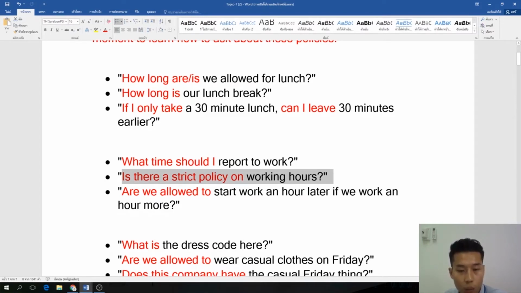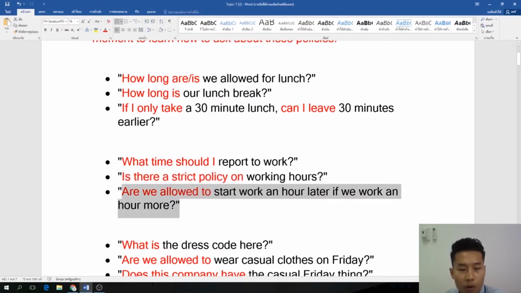And then how about this case? Are we allowed to start work an hour later if we work an hour more here? Are we allowed to start work an hour early, an hour later? It's like, is it possible to start work an hour later? Are we allowed? It's like taking permission from your head, or your manager, or your HR manager. If we work an hour more, do you permit that we start an hour later, because we're going to work more hours? So that's why, are we allowed to start an hour later?